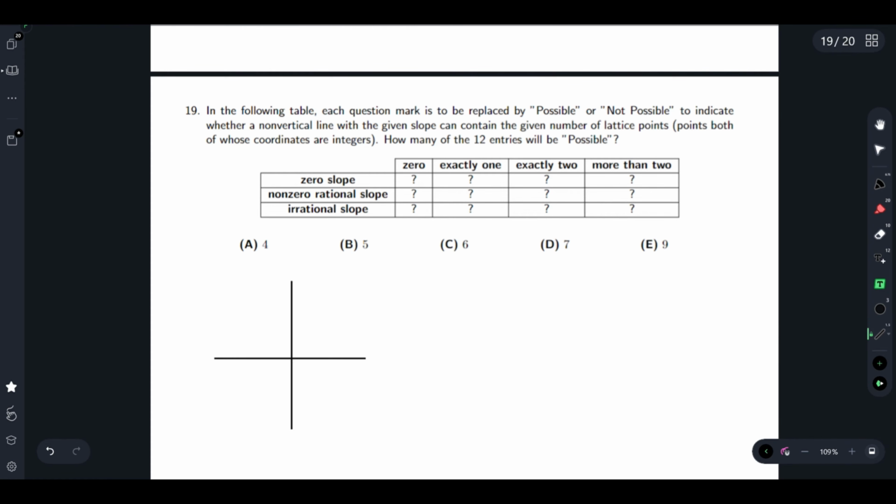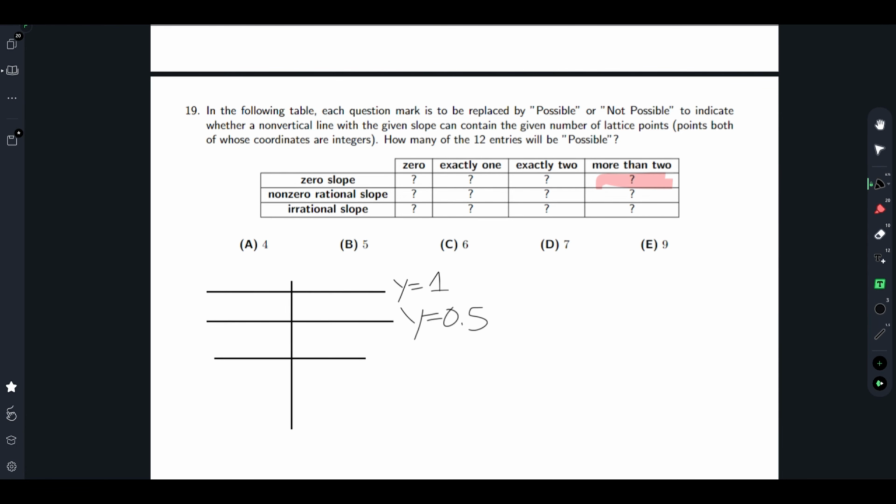So let's do, this is y equals 1. So first of all, our line could be y equals 1. And that means that 0, 1, 1, 1, 2, 1, it intersects at more than 2. Or we can have something like y is equal to 0.5. And this will have 0 possible ones, because it's never going to hit a lattice point.